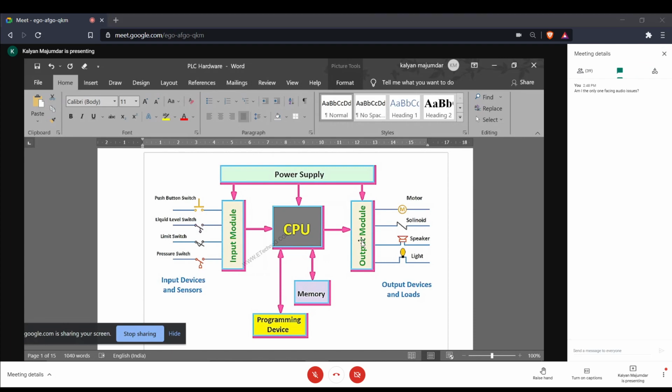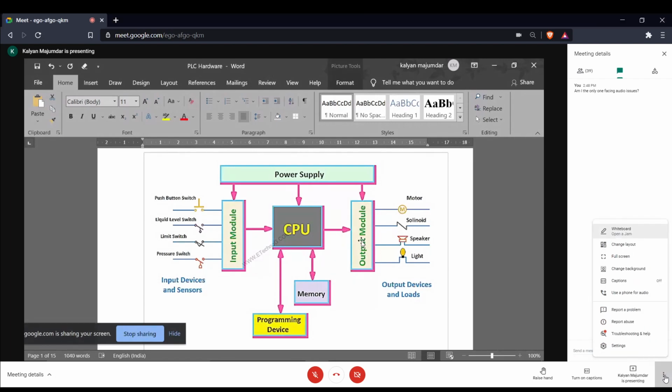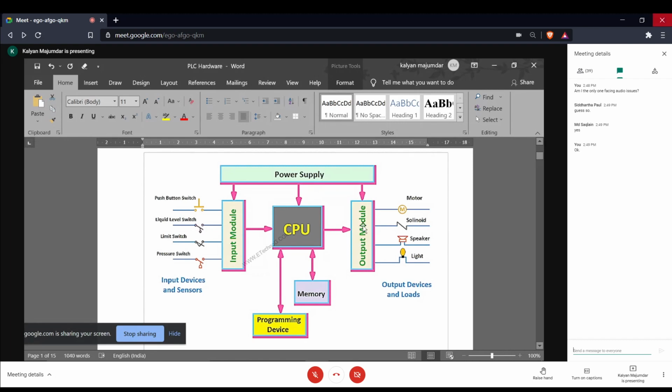Earlier, you had different communication protocols, but as of today, all PLCs use an industrial variant of Ethernet. I'm not going into the details of what industrial Ethernet is, but it's just a variant of the Ethernet that we use in our day-to-day lives.